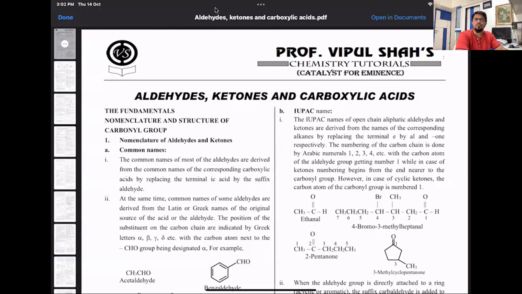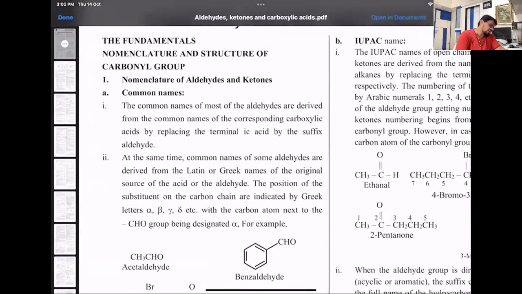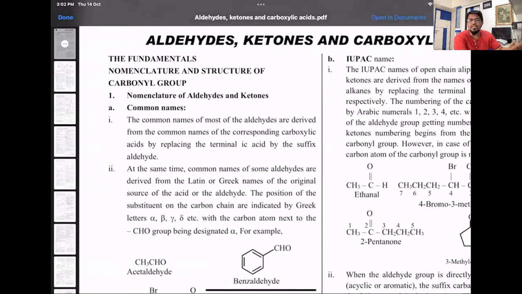All right, let's start with this part, everyone. Aldehydes, ketones, and carboxylic acids. What exactly is this part? First of all, we know that the carbonyl group, that is the C double bond O group, is made up of basically two compounds. If the H atom is directly attached to the carbonyl group, those are called the CHO group, the aldehydic group.